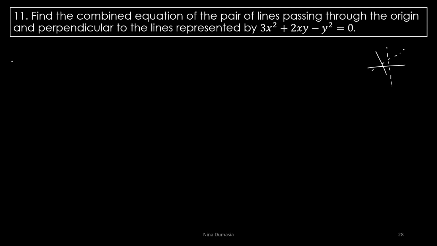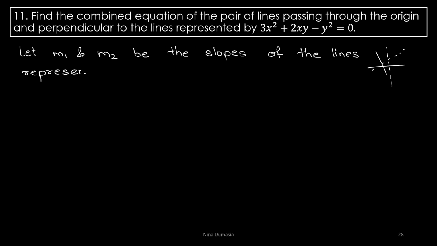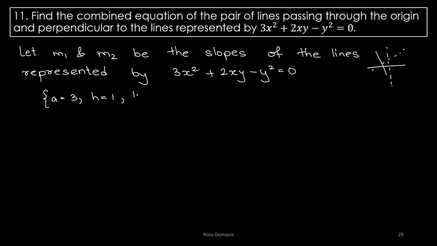So we write that let m1 and m2 be the slopes of the lines represented by 3x square plus 2xy minus y square is equal to 0. In this case, a is equal to 3, h is equal to 1, and b is equal to minus 1.